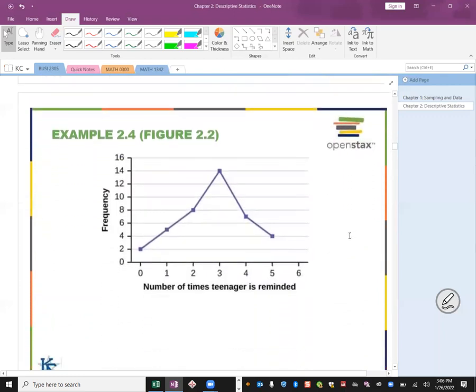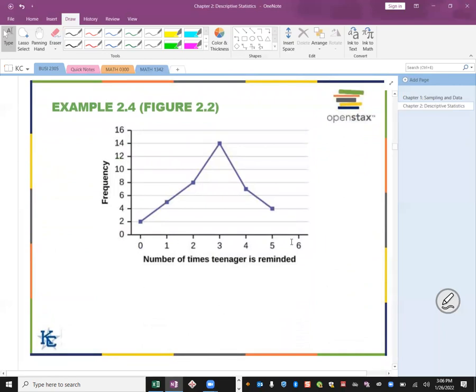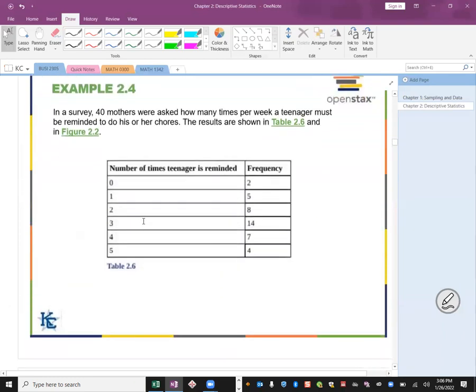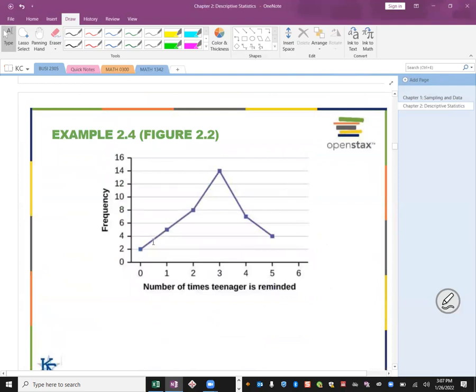So if we did a line graph here, we would see that the number of times the teenager is reminded is our horizontal axis, and then the frequency of being reminded is our vertical axis. And we see here that these are actual points that come from X and Y. So your X value is giving the number of times reminded, your Y value is giving the frequency. So we have some points here: (0, 2), (1, 5), (2, 8), (3, 14), (4, 7), and (5, 4). And so those are the points that are being plotted here. And then we connect those points with a line to get a shape of the graph. And we'd see that this is probably a pretty normal symmetric shape of a graph. It's steadily increasing, and then it peaks and it starts to decrease.